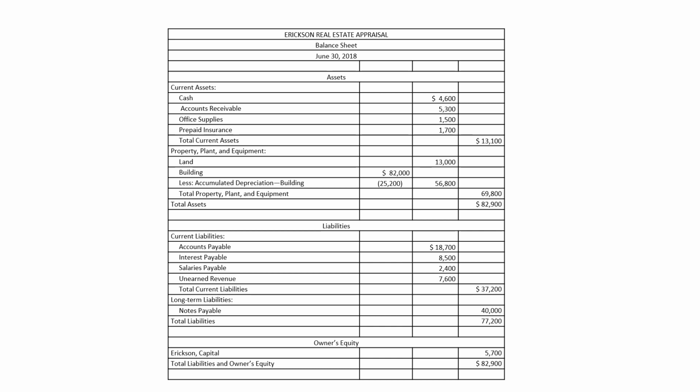Again, current liabilities are liabilities that will be due within 1 year. Long-term liabilities are liabilities that are due beyond the coming year. And then our last item, as always on our balance sheet, is the capital balance. We calculated that on the statement of owner's equity, which was $5,700. Add your total liabilities to your capital. Total liabilities and owner's equity of $82,900 equals total assets of $82,900.